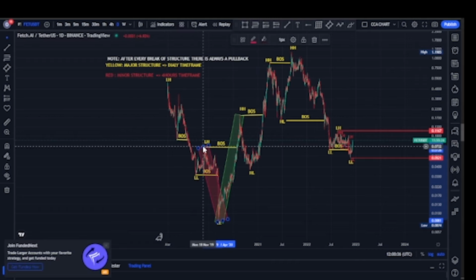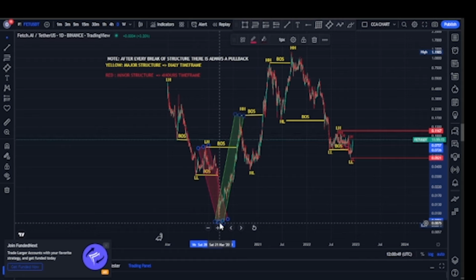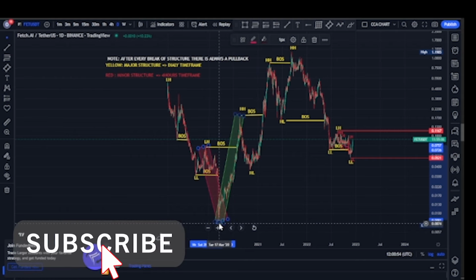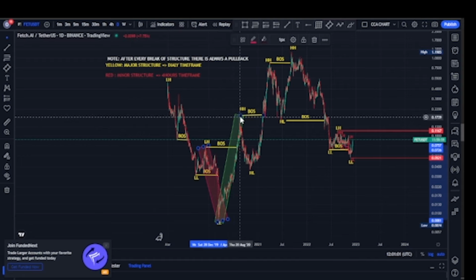The bears came back to the market, took price from that $0.07, pushed price back down and broke structure more to the downside, and took price back to about $0.0075. Expecting a pullback. Sure, the bulls took price from that $0.0075, broke structure to the upside, and took price back to about $0.17.